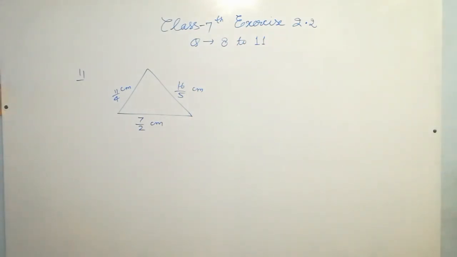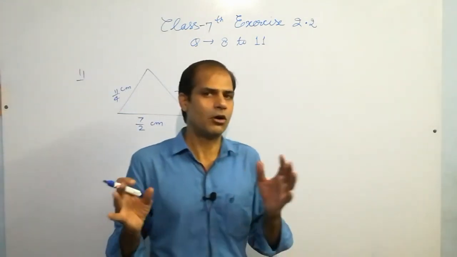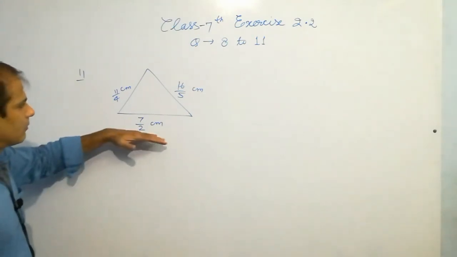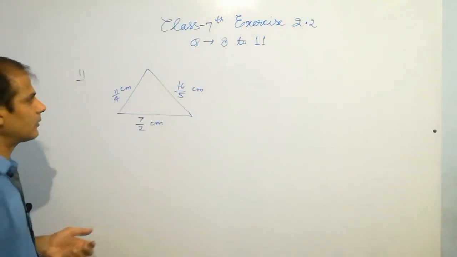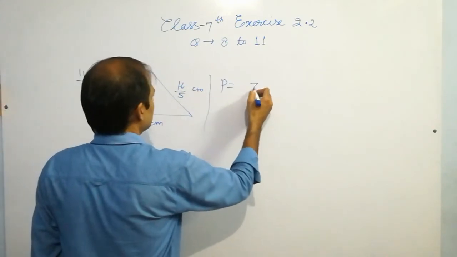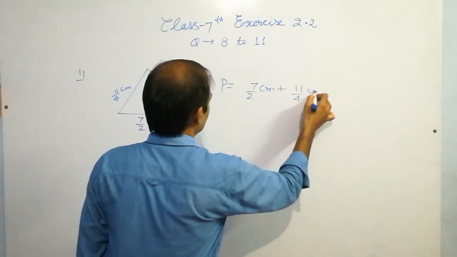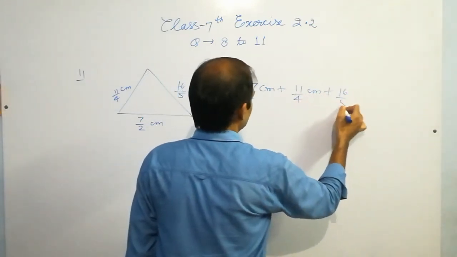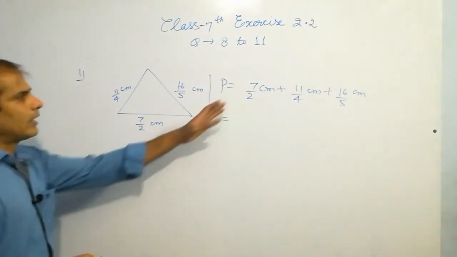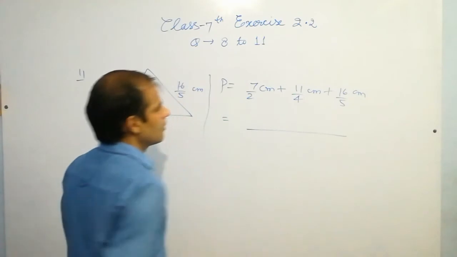about finding the perimeter. So as you know, the perimeter is sum of all sides, sum of the length of all sides. So you have to add this and this together. Here I solve. So perimeter is 7/2 centimeter plus 11/4 centimeter and plus 16/5 centimeter. Now they are already in the form of improper fraction. So take the LCM.